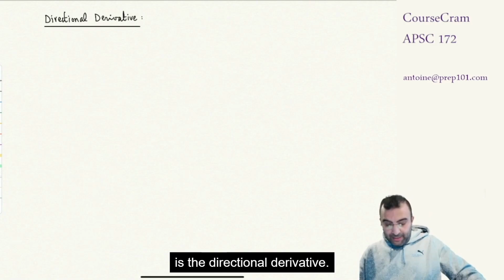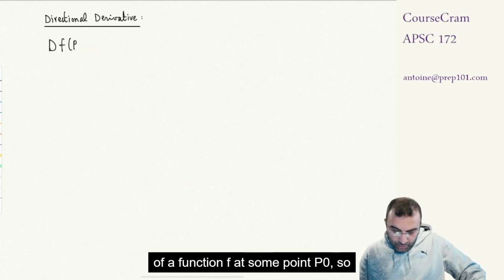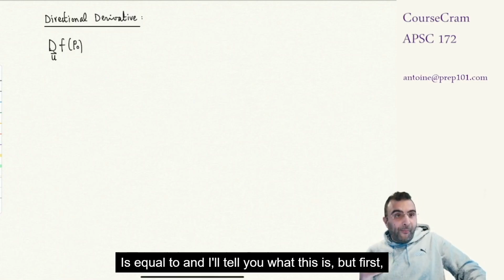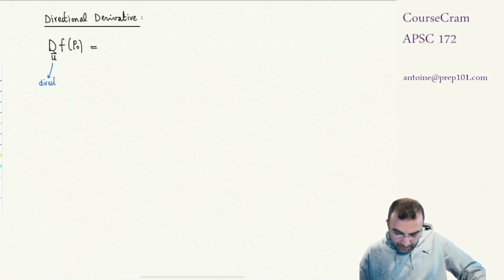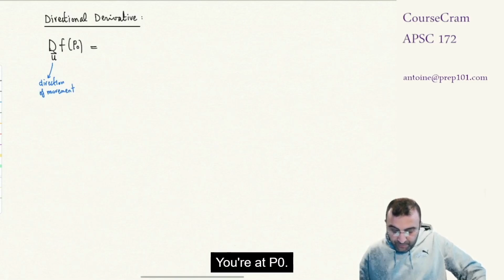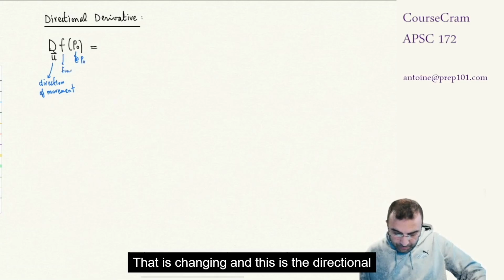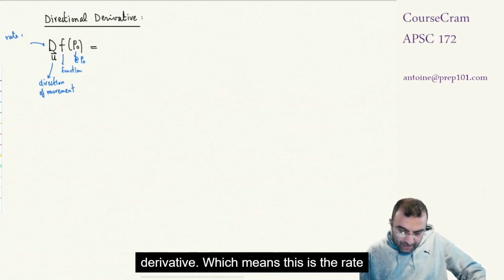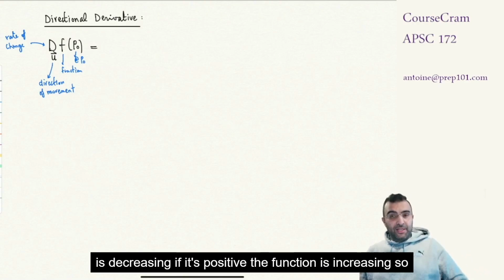So the formula is the directional derivative of a function f at some point p0, so you're at some point p0 and you're moving in a direction u, is equal to, and I'll tell you what this is, but first let me define those. This is the direction of the movement. You're at p0. This is the function that is changing, and this is the directional derivative, which means this is the rate of change. And by the way, if it's negative, the function is decreasing. If it's positive, the function is increasing, and so on and so forth.